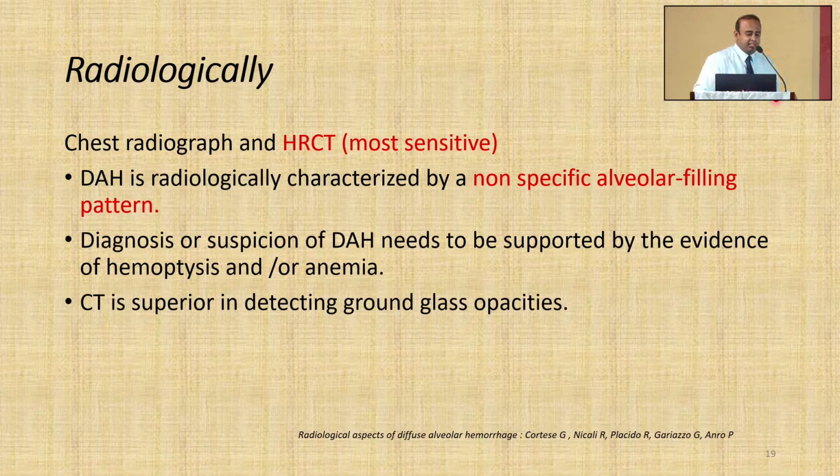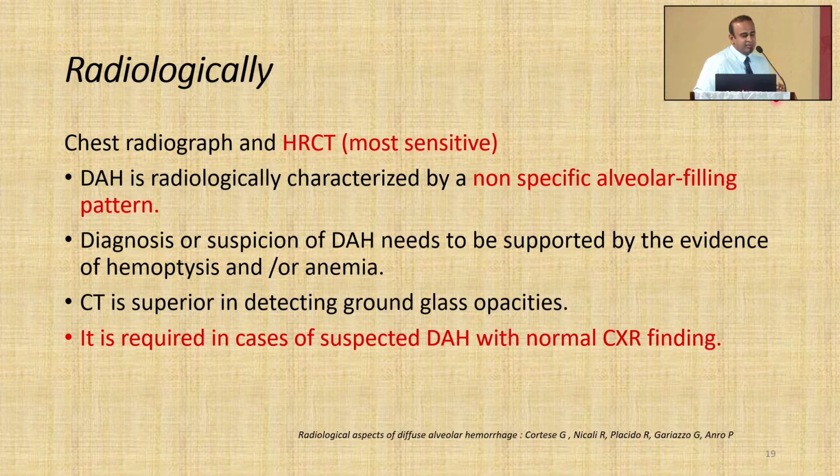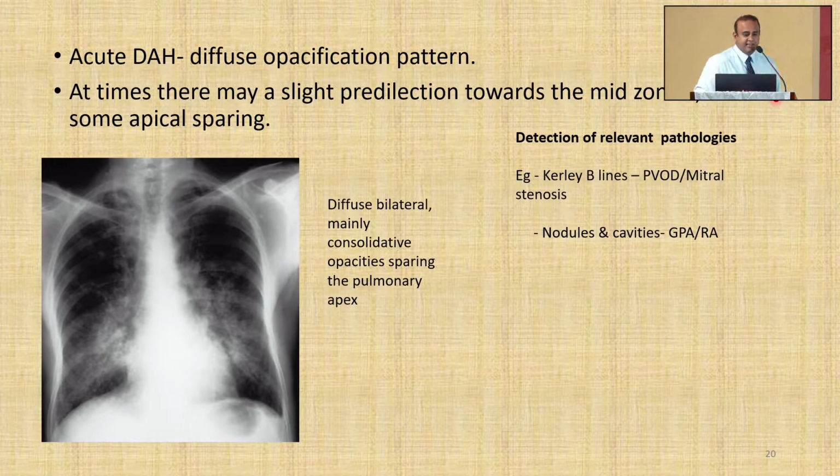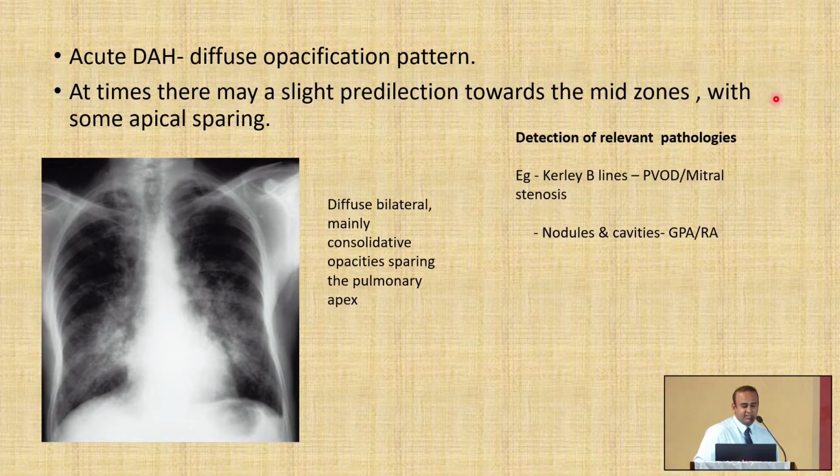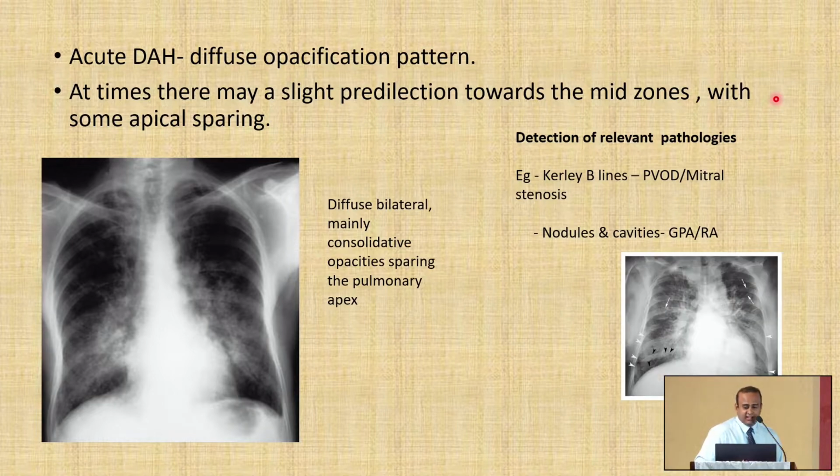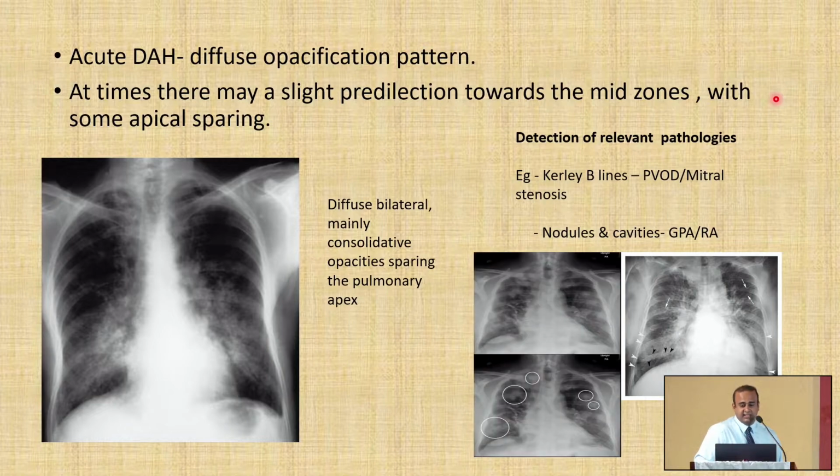So what about radiologically? Chest radiograph and HRCT, being the most sensitive tools, are characterized by non-specific alveolar filling. Diagnosis or suspicion of DAH needs to be supported by the clinical features. And we know the CT is superior, and this is much more important. We should do a CT even with a normal chest X-ray if we are suspecting DAH. In the chest X-ray, we can appreciate these bilateral shadows. Usually the apices are spared, and also we can see any other pathologies like Kerley B lines and nodules.